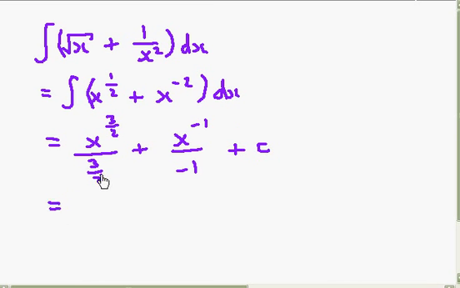So I can rewrite this. Now, dividing by 3/2 is the same as timesing by 2/3. So that's 2/3 x to the 3/2, dividing by minus 1, so we've got minus x to the minus 1 plus c. Okay? So it is relatively straightforward. We'll just go through one more challenging example.